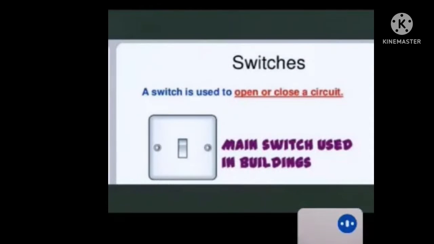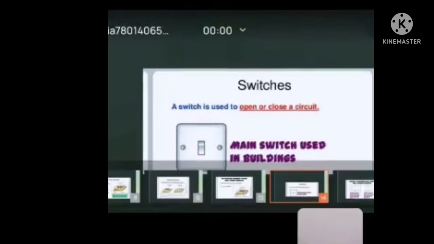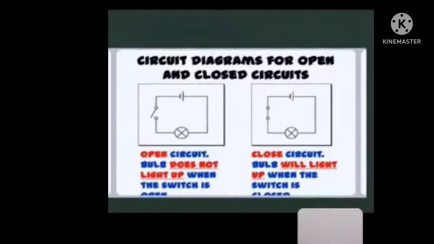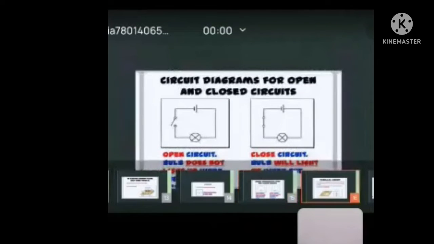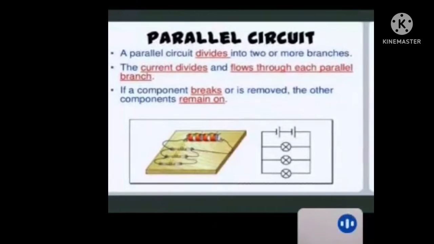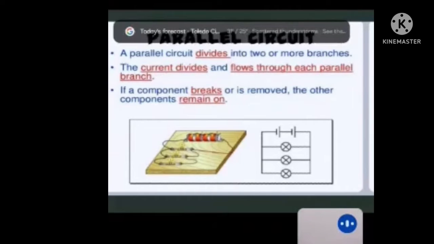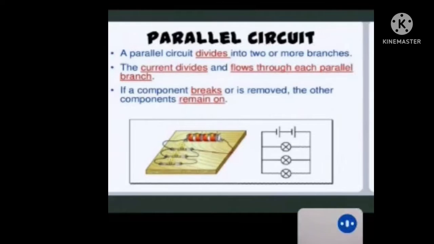Switches. A switch is used to open or close a circuit. Circuit diagrams form open and closed circuits. In an open circuit, the bulb does not light up when the switch is open. In a closed circuit, the bulb will light up when the switch is closed. Parallel circuit. A parallel circuit divides into two or more branches. The current divides and flows through each parallel branch. If a component breaks or is removed, the other components remain on.